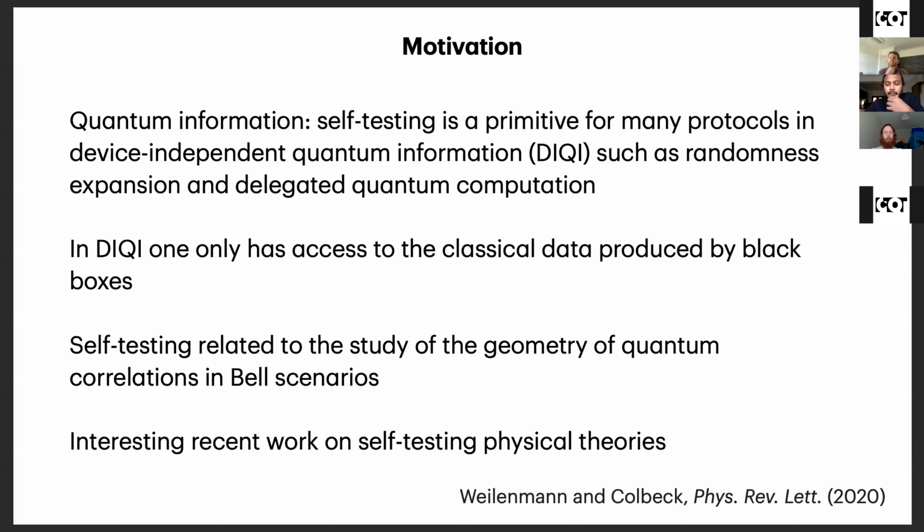I guess more foundationally, self-testing has a nice connection to the study of the geometry of quantum correlations in Bell scenarios. So if you want to characterize the set of quantum correlations that you get from a Bell test, self-testing is very much related to this area of research. Okay, and more broadly, there's been some very nice recent work by Miriam Weilenmann and Roger Colbeck on self-testing physical theories. So this is where you take this black box setting and you want to rule out certain physical theories within a black box setting. So in this talk, I will be assuming that everything has a quantum description, but I think this is a really nice, interesting research direction.